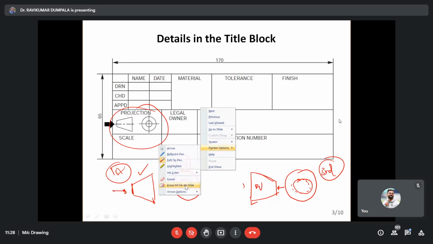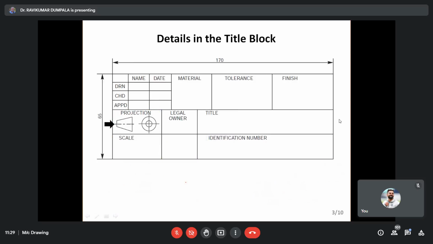Sir, in the first case, if we draw the smaller circle with a dotted line, then it becomes third angle projection? You're telling like this? Yes, sir. This is third angle projection.